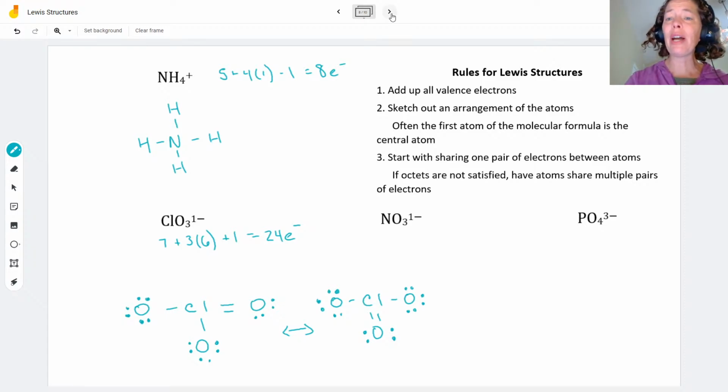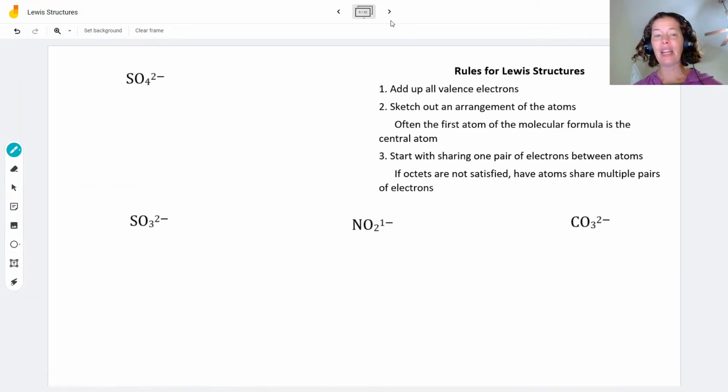Okay, before we go, I do want to go to this very last page, and I at least want to do some of these. Let's do maybe carbonate right here. Because it's got a charge of -2, let's practice with that. So I'm going to add up my valence electrons. Carbon gives me 4. I have 3 oxygen. They each give me 6. We've got a negative charge, so I'm going to add electrons in, and because I have a negative charge of -2, that means I'm adding in 2 more electrons.